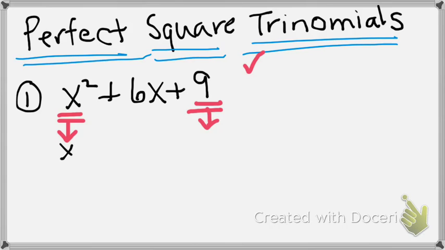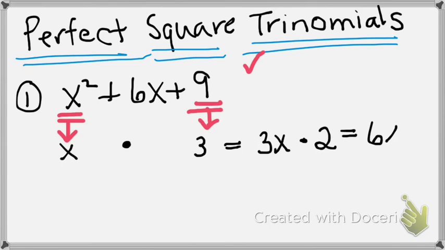Square root of x squared is x. Square root of 9 is 3. And so far there, you're then going to multiply those two things together. And then, not randomly, but a constant, you are going to double it. And notice we get 6x. And not coincidentally, 6x is also the middle term.